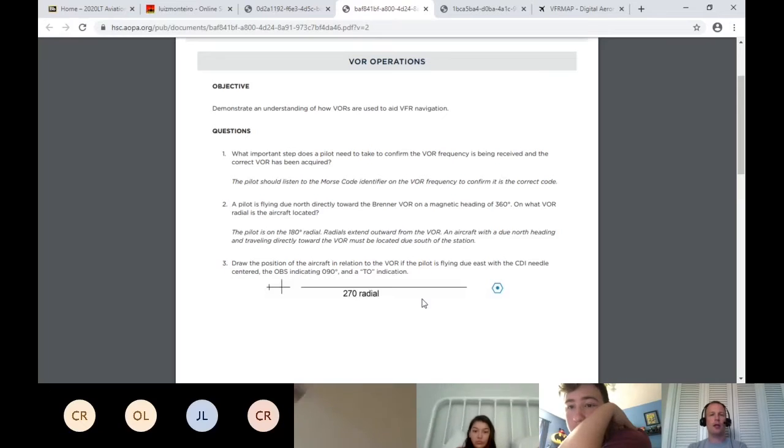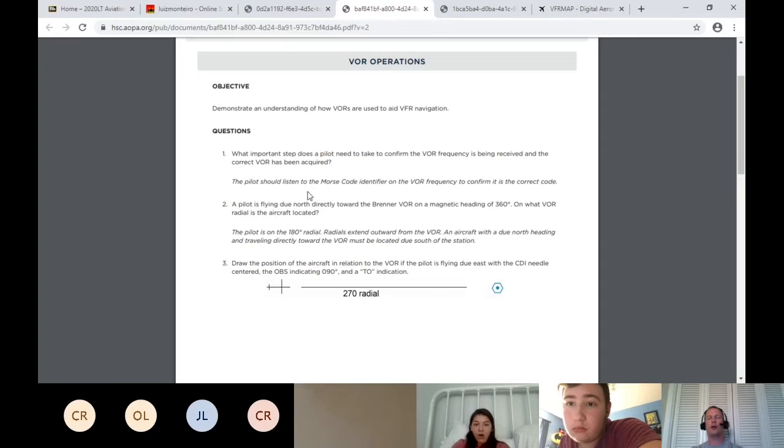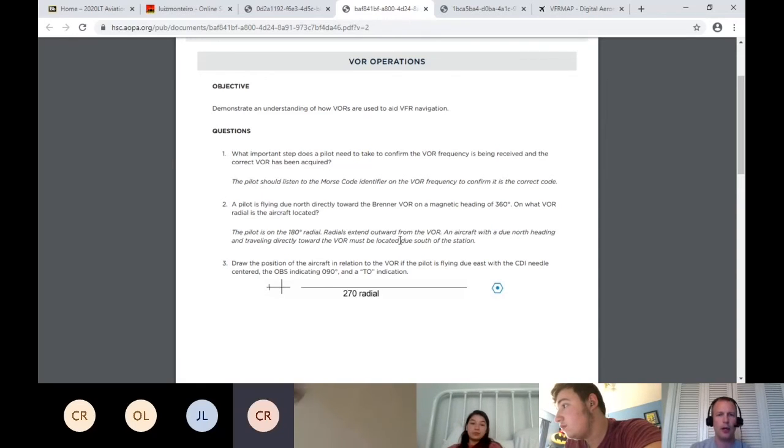So looking at it, it said, first, what important step do you have to do before you start using the VOR? And we just said, make sure that you identify the Morse code. If you don't hear the proper Morse code identifier, either the station's malfunctioning or you've got it tuned into the wrong one. And after you've tuned it and identified it, then we can start to use our OBS to actually navigate.